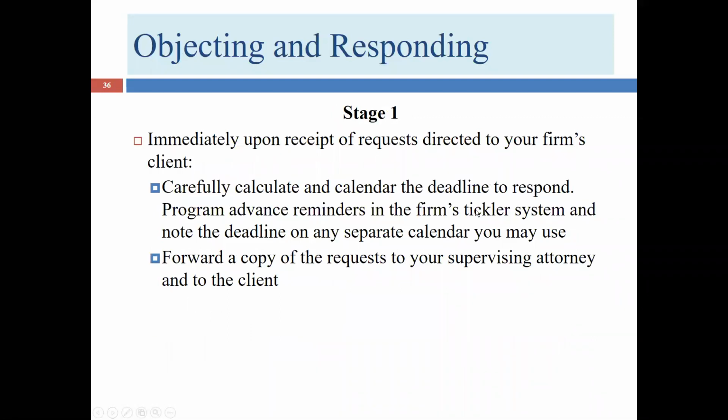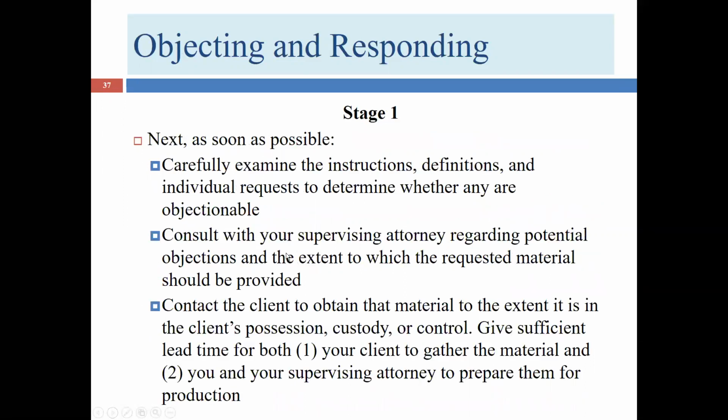So you're going to calculate the date that it's due. You're going to put various reminders: hey, it's 10 days until we have to produce. Hey, it's 15 days until we have to produce. You're going to look to see what might be objectionable in it. And again, you'll have boilerplate objections that you'll be able to dust off and use. Obviously, you're going to want to talk to the supervising attorney about that. And you're going to want to talk to the client about figuring out what stuff is in the client's control.